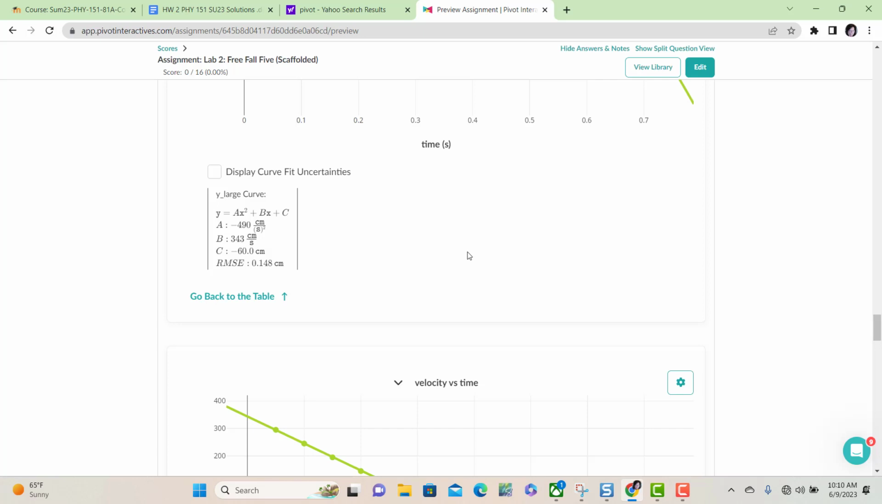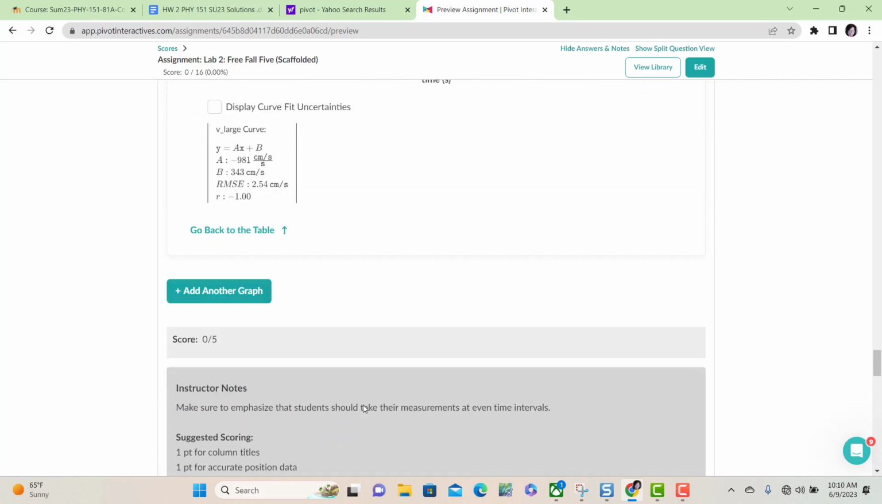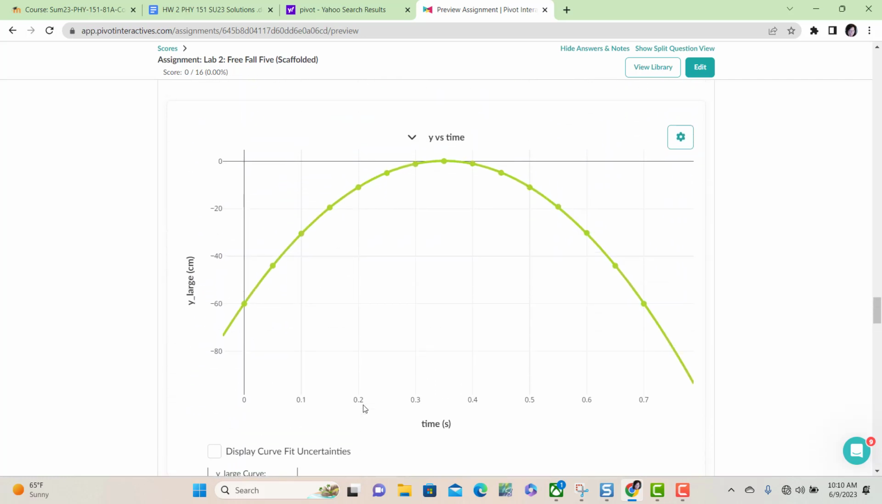You are determining, first of all, if they are accelerating constantly. And second of all, you're going to double the coefficient A in the quadratic, or you'll use the slope of the velocity graph, and that will be your value of gravity using this data, this experimental value. So in this particular example, the value was negative 9.81 meters per second squared. And then you needed to compare those, finding percent error.